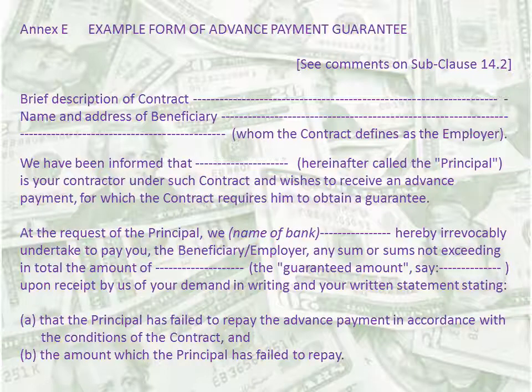Now let's see the example form of advance payment guarantee. FIDIC gives an example form at Annex E. Annex E, example form of advance payment guarantee. See the comments on subclause 14.2. Brief description of contract. Name and address of beneficiary, whom the contract defines as the employer. That will be the beneficiary.